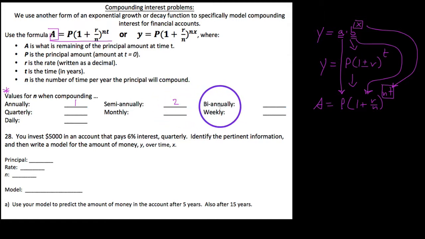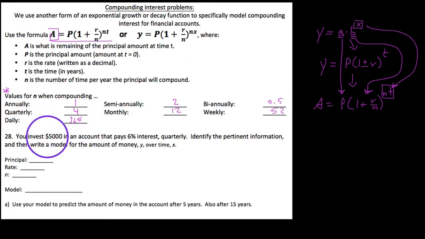Biannually, this is kind of weird. This means once every 2 years. So what would that mean about every year? Well, that would mean that it compounds a half a time each year, which is crazy, but that's how our N value would be. Quarterly just means 4 times a year or every 3 months. Monthly is going to be 12 times a year. Weekly is going to be 52 times a year. And daily, of course, is going to be 365 times a year-ish.